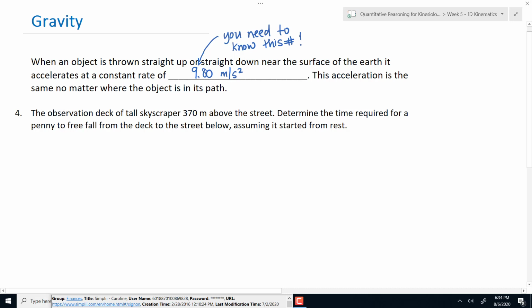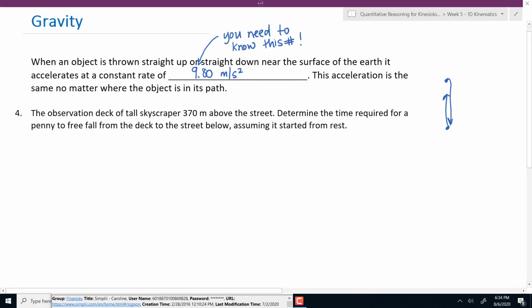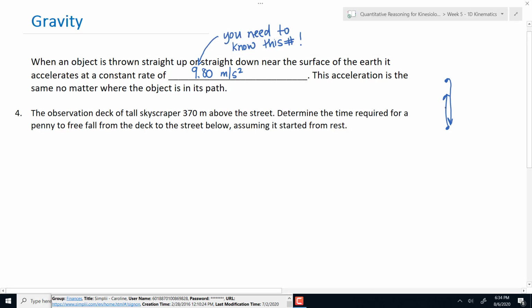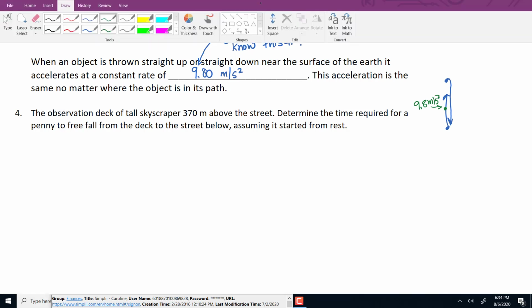This acceleration is the same no matter where the object is in its path. So let's say I have a coin and I toss the coin up and now it's here. And then the coin falls back down and it gets back to where it was before. When the coin is on its way up, let's say right at this position here, the acceleration of this coin is 9.8 meters per second squared. Now remember that acceleration is a vector quantity, so it has a direction. So we need to include what the direction is.